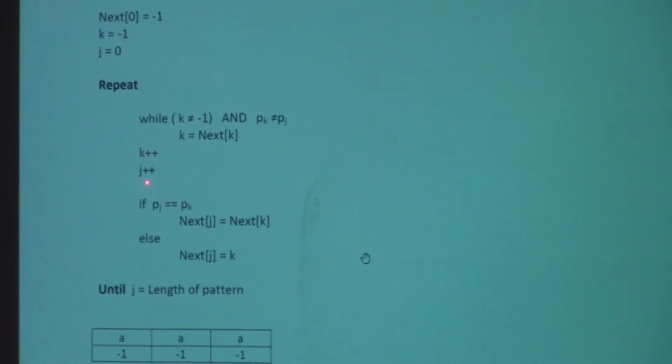1 and 2. This pattern 1 equals pattern 2. Yes, so therefore, the next of 2 is the next of 1. You see how that gets created? Okay, now let's go backward. So we're going to go to this one.